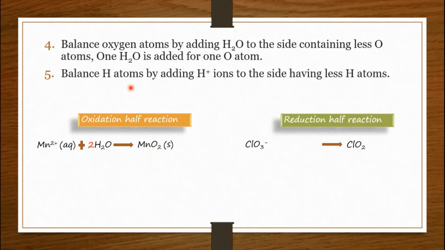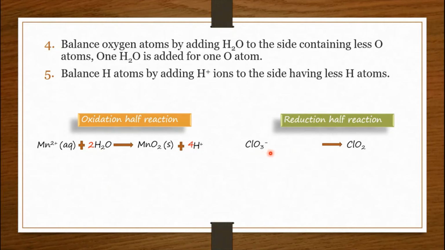Then balance the hydrogen atoms by adding H+ ions to the side having fewer hydrogen atoms. So here on the right hand side there is no hydrogen. So here we have to add H+ on the right hand side of the equation, and we need to add 4 H+ ions on the right hand side of the equation.